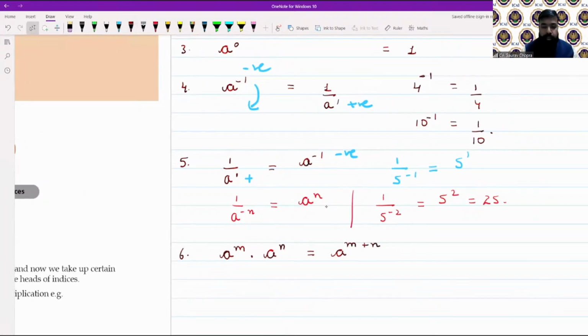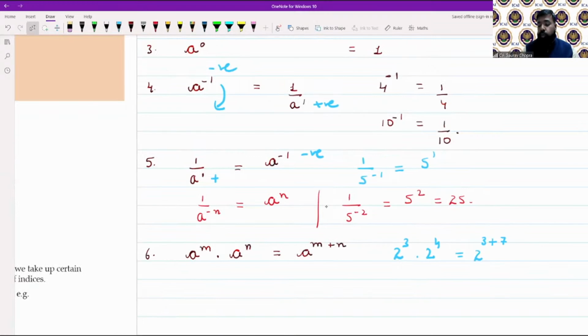Simply add the powers. Like 2 to the power of 3 multiplied by 2 to the power of 4. Now this can be written as 2 to the power of 3 plus 4. That means 2 to the power of 7. So when we are multiplying these two numbers, we are getting the result as 2 to the power of 7.